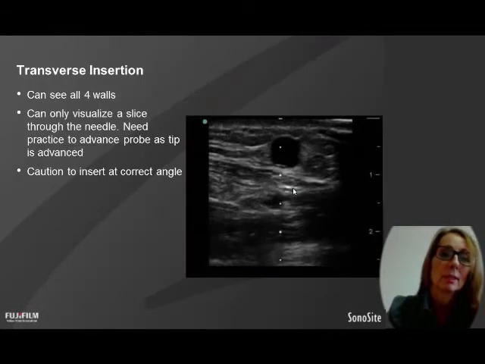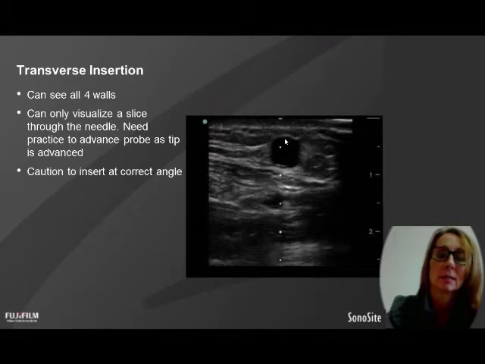Okay. With the transverse insertion, I quite like that because I can visualise all four walls. So I like that as I go in with my needle, I can avoid this wall, this wall, this wall, all the sides. So I really like using this. I find that it really helps me, but it does take a little bit more skill because you only see the slice of the needle that you're actually imaging.